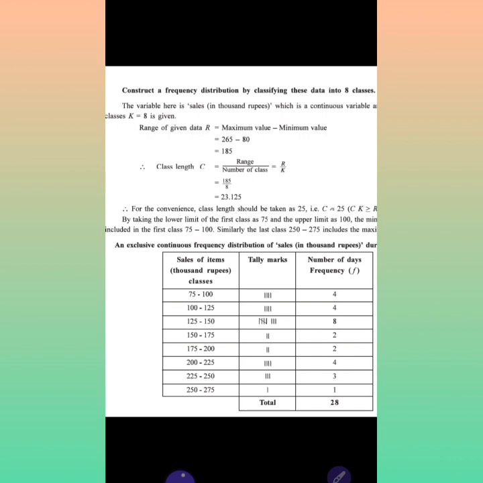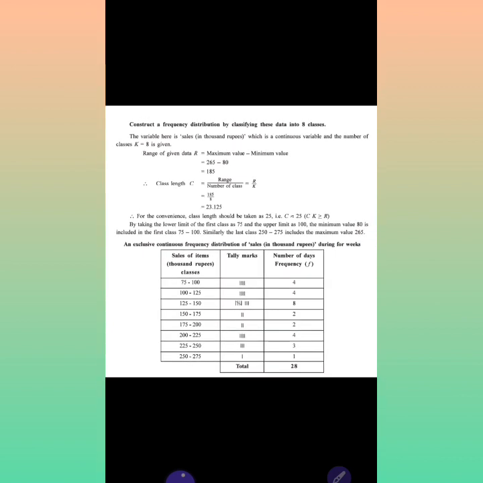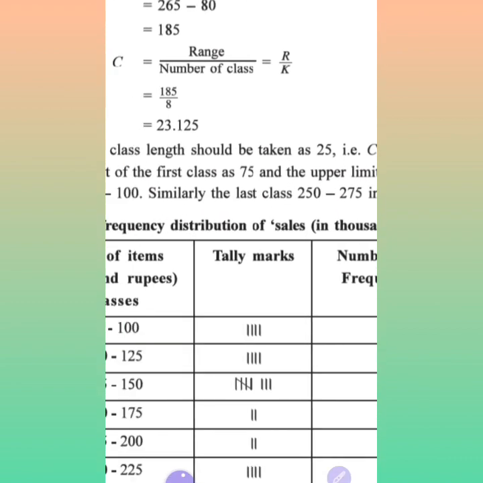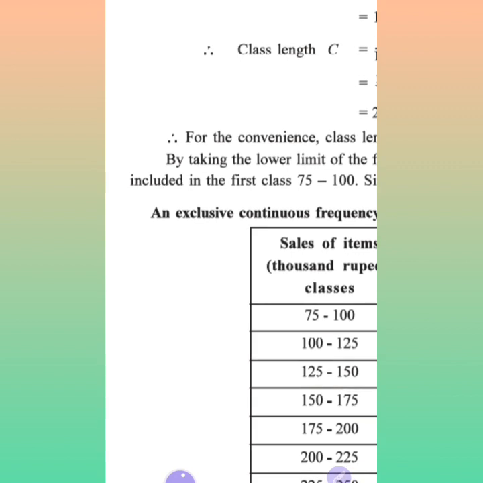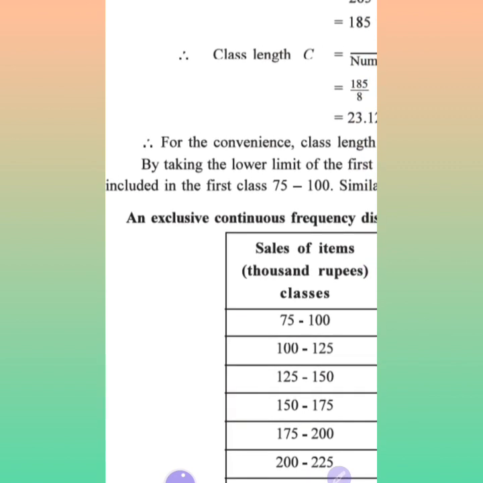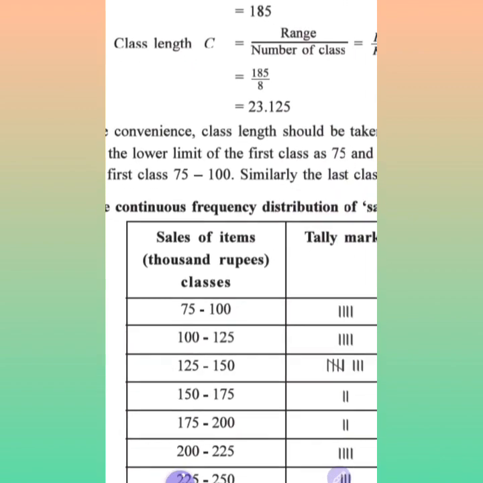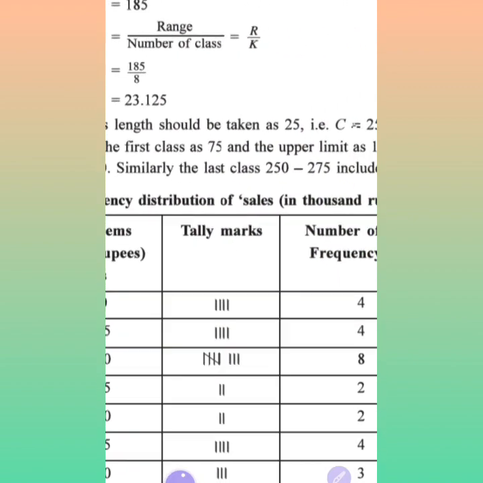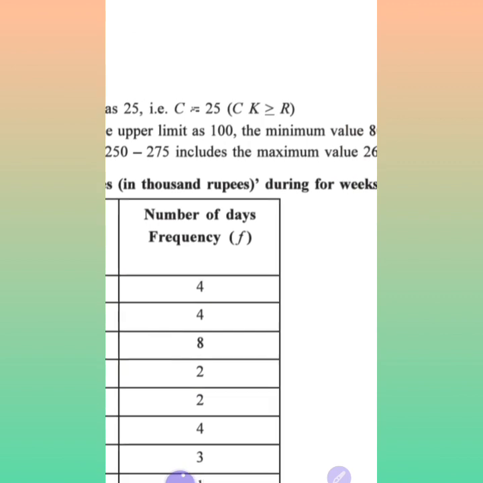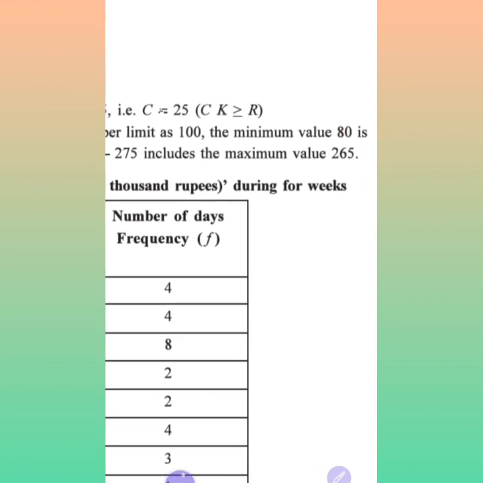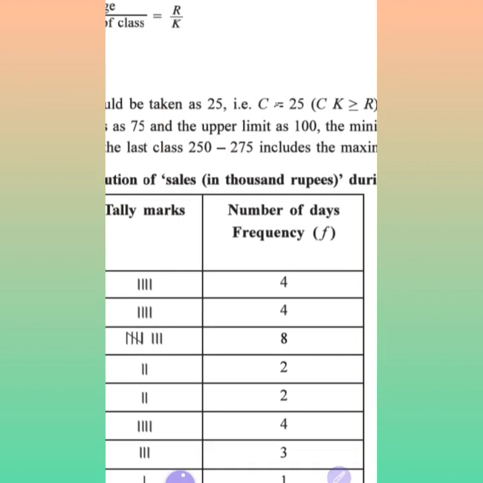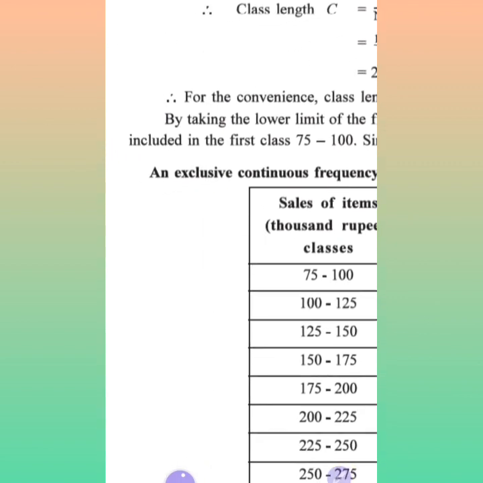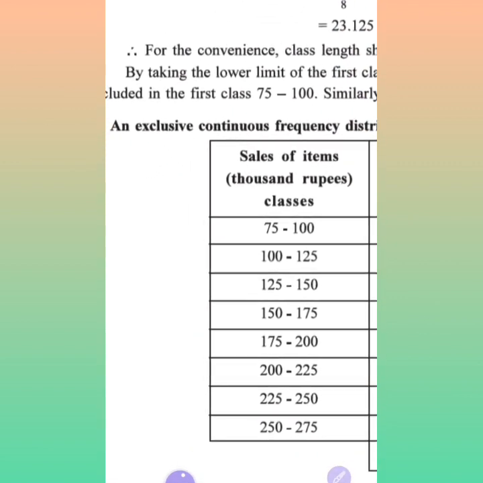And children, again I am telling you, it is necessary that you give an appropriate title to the given table. Now see, what is the title given to us? The title is an exclusive continuous frequency distribution of sales in 1000 rupees during 4 weeks. Now why exclusive continuous frequency distribution?